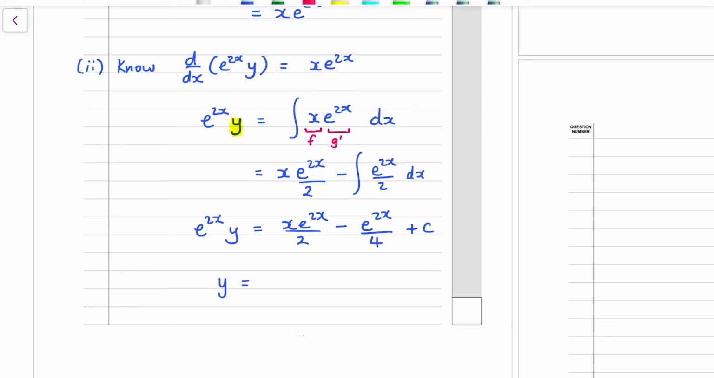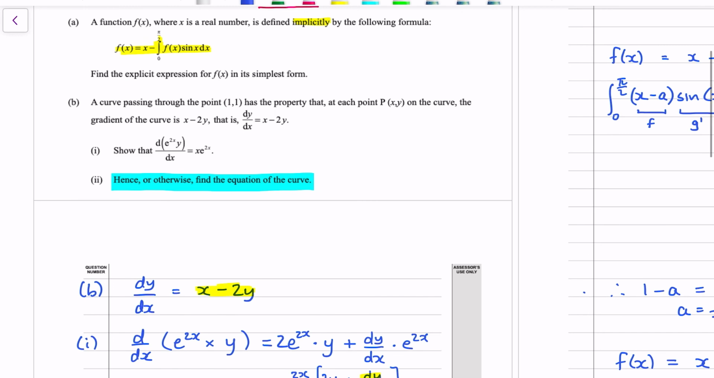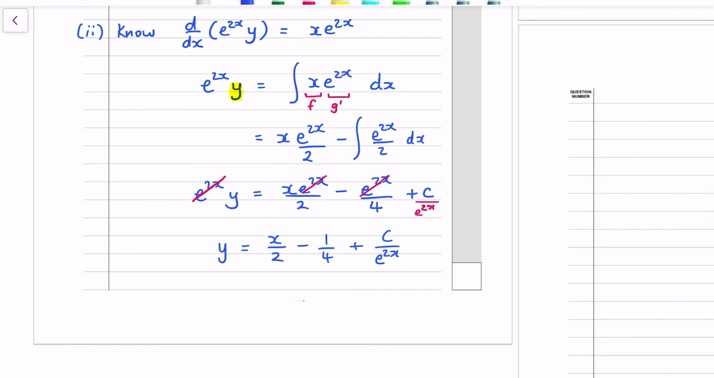So this is where I do the division. E to the 2x cancels there, there, there, and I get over e to the 2x. And if I didn't put the c there, I wouldn't get this extra function c over e to the 2x. So I've got x over 2 minus a quarter plus c over e to the 2x. And then the last thing is to find the c. We're told that the curve passes through the point (1, 1). So when x equals 1, y is equal to 1. So we have 1 equals a half minus a quarter plus c over e squared.